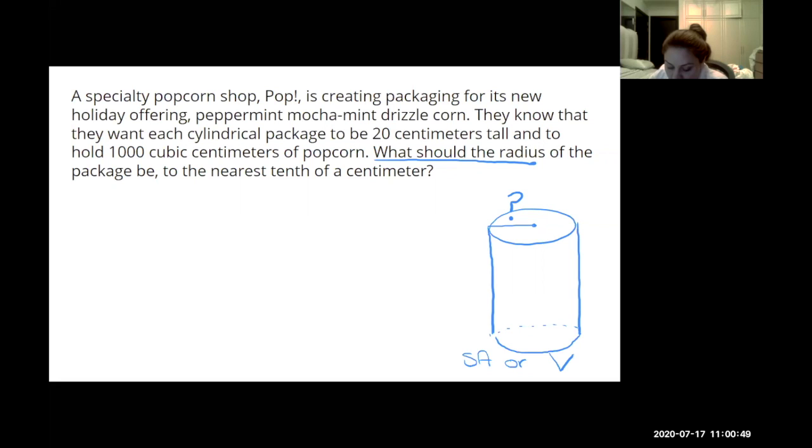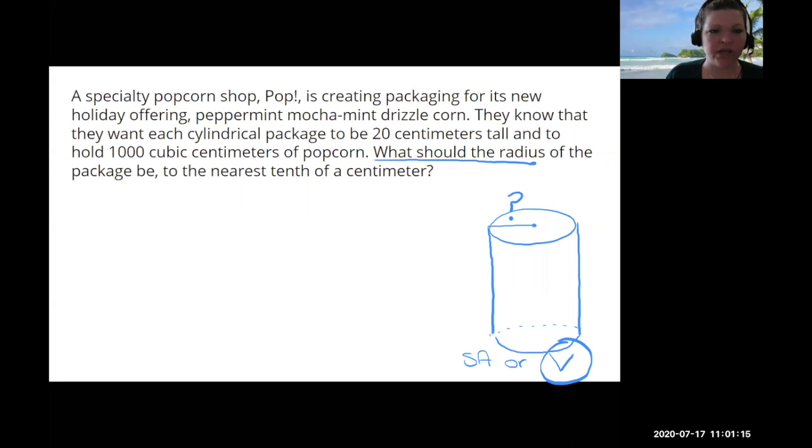Volume. What in this problem told you it was volume, Manal? It says hold. We're looking at how much popcorn it's going to hold. It's going to hold 1,000 cubic centimeters of popcorn. So that's one clue. The fact that it's holding that, it's getting stuffed inside the package. Yeah, volume is a filling.